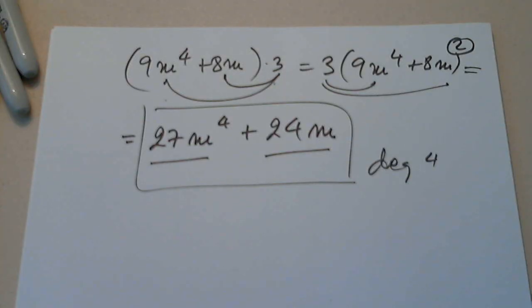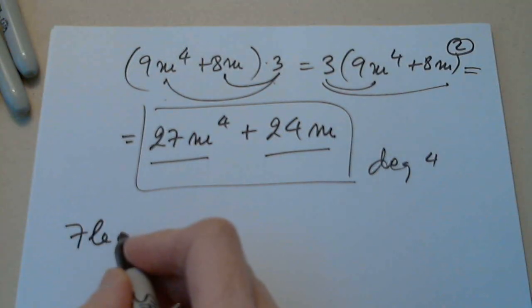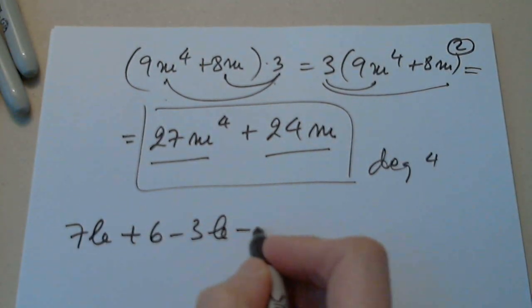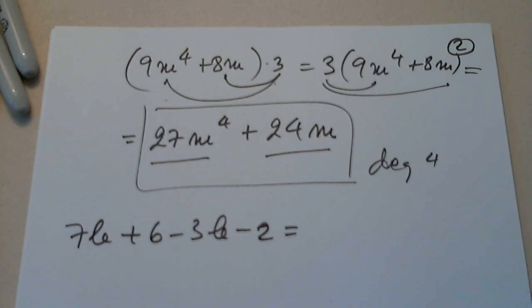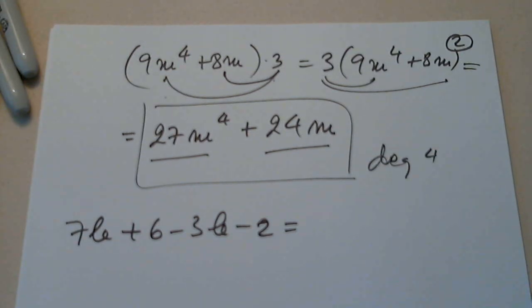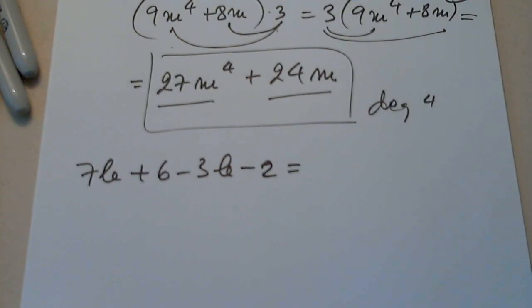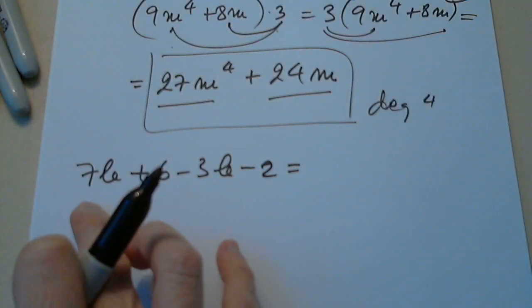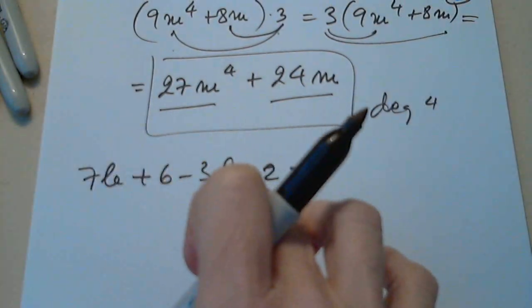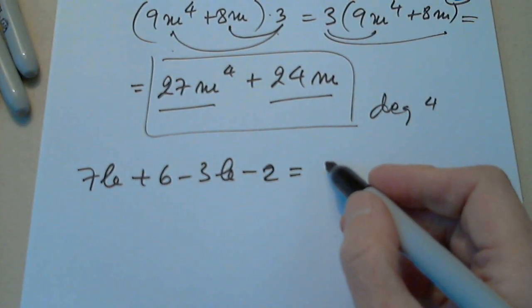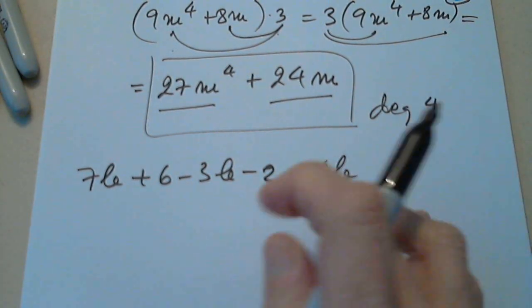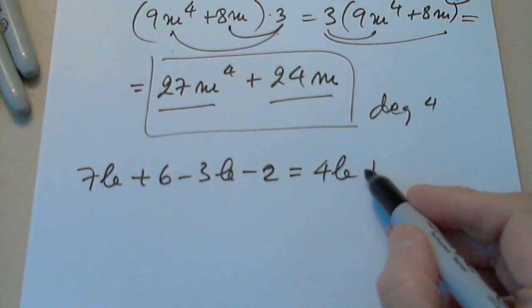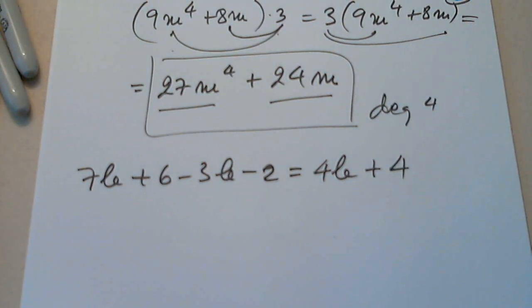Let's just work on this one for a moment: 7b plus 6 minus 3b minus 2. Can anyone tell us where to start? Combine the b like terms. Yes, 7b minus 3b. What will that be? 4b. That's it. And 6 minus 2? Just 2. Or 4. That's it. Done.